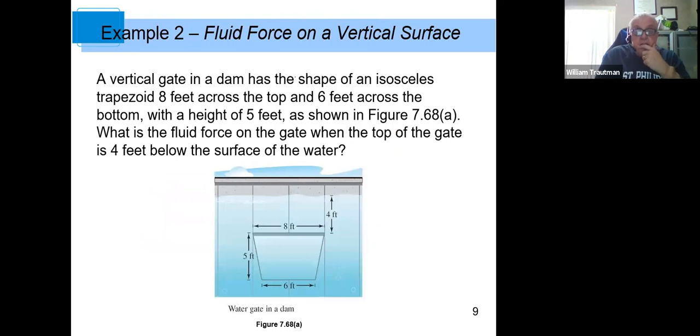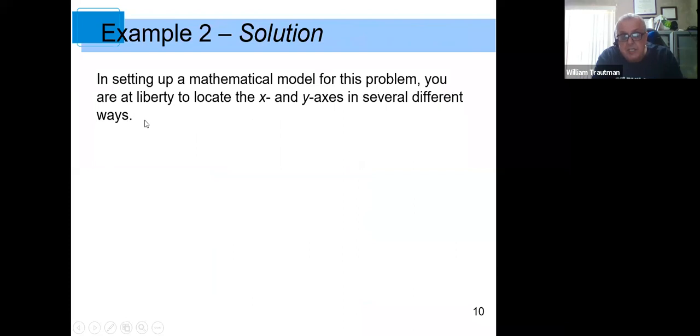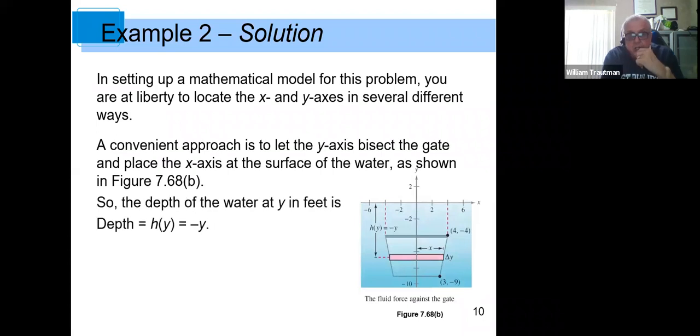So a vertical gate in a dam has the shape of an isosceles trapezoid. 8 feet across the top, 6 feet across the bottom, with a height of 5 feet as shown. What is the fluid force on the gate when the top of the gate is 4 feet below the surface of the water? Okay, so we are going to work on this problem. The next slide is going to help us out a little bit. This is kind of cool, but the next slide actually really helps us out.